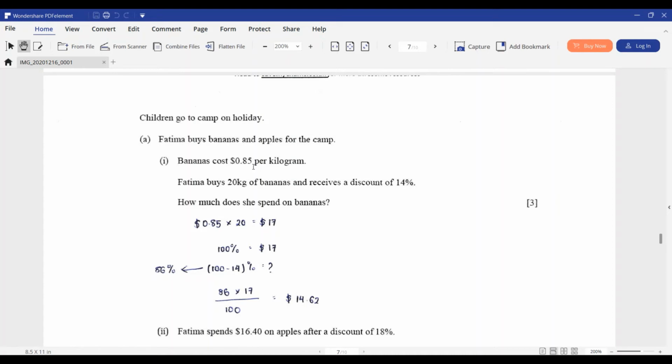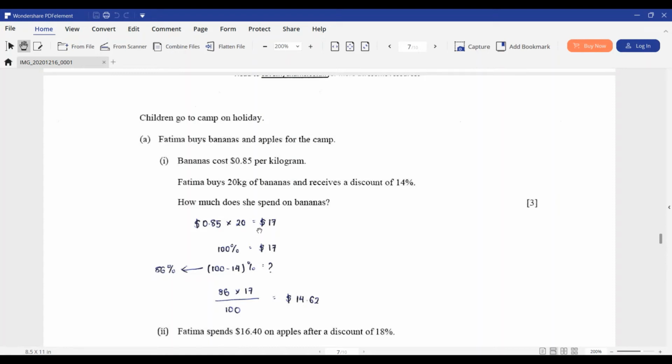So what we want to do is find the actual price the person would have to pay first. So how do we find this actual price? We're going to assume there was no discount first. So we're going to take the per kilogram price multiplied by the weight or the number of kilos. So 0.85 times 20. That is $17. So that is the original price she would have paid without the discount.